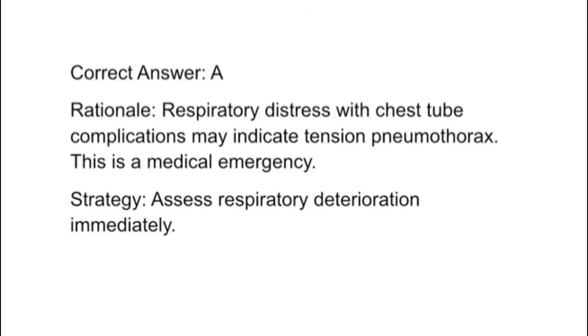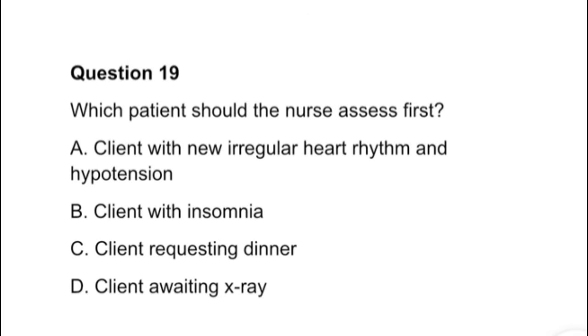A. Rationale. Respiratory distress with chest tube complications may indicate tension pneumothorax. This is a medical emergency. Strategy. Assess respiratory deterioration immediately. Question 19. Which patient should the nurse assess first? A. Client with new irregular heart rhythm and hypotension. B. Client with insomnia. C. Client requesting dinner. D. Client awaiting X-ray.